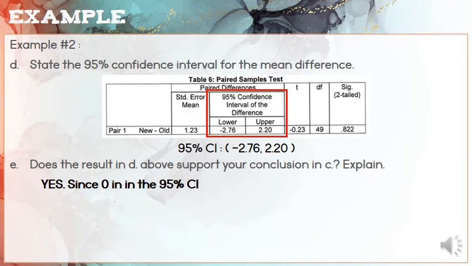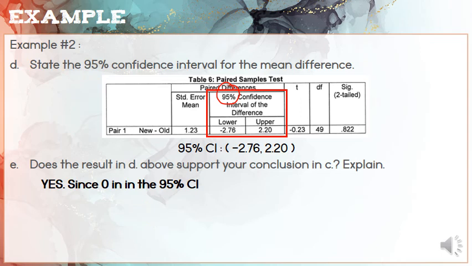D. State the 95% confidence interval for the mean difference. So, the mean difference untuk 95% CI adalah negative 2 sampai 2.20. Boleh terus ambil sebab dia suruh test at alpha 0.05. So, dia tanya lagi dalam soalan E, does the result in D support your conclusion in C? Okay, the answer is yes.